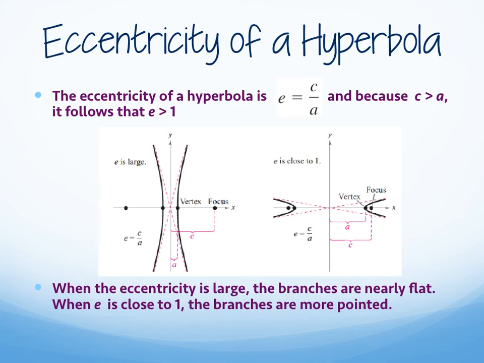When the eccentricity is large, the branches are nearly flat, so they're widened out. And when it's smaller or closer to 1, they're more pointed. It's closer to a little skinny v for you. So again, you might be given this information to get the equation or to graph it, or you might just be asked to find the eccentricity and it should match with what you got. So something like the ones we just drew, which were a little bit wider, I would expect to have a bigger e. If it was narrow, I would expect it to be closer to 1.